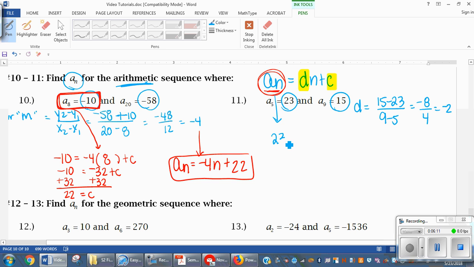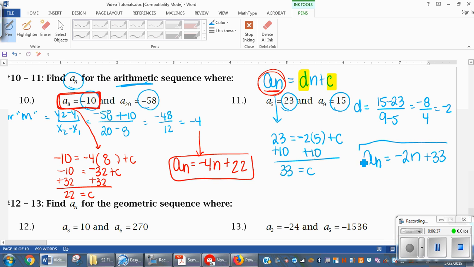You can use either one of these as your nth term. So I'm going to say 23 equals negative 2 times n plus C. If I'm using 23, n is 5. That means in the fifth position, the number 23 would be our answer. Okay, this is negative 10. So to get rid of it, I'm going to add 10. 33 would be C. So again, the highlighted parts are the ones that you want to fill in. Negative 2 was D. 33 is C.